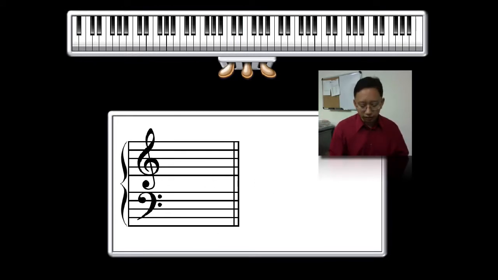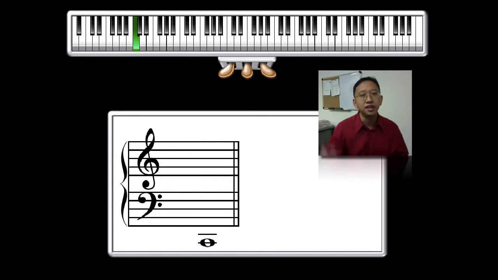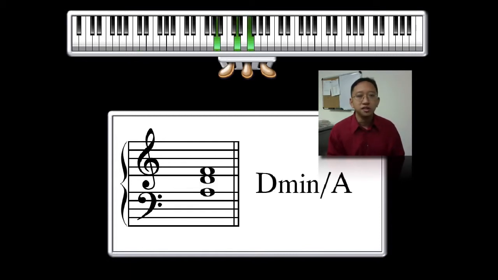Same thing goes if I even inverted it here. As long as I have that low C in my left hand, it doesn't matter what inversion I play in the right hand, as long as it has C, E, G in it, it's still C major, okay? Same thing goes with this D minor chord. This is a D minor chord in second inversion with an A in the bottom, but if I play the D in my left hand, boom, the A goes away like that there, all right?